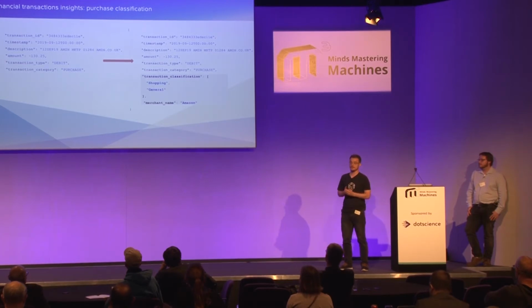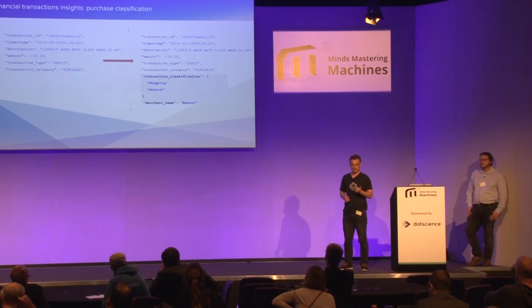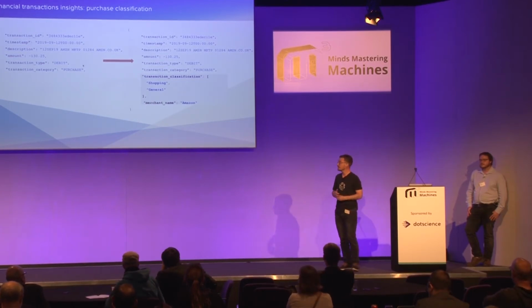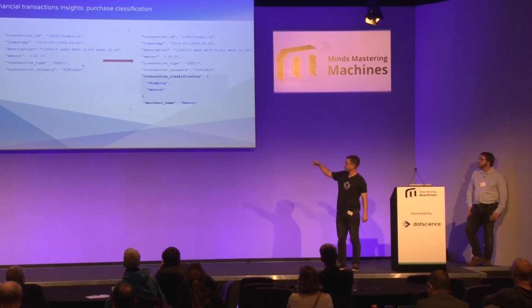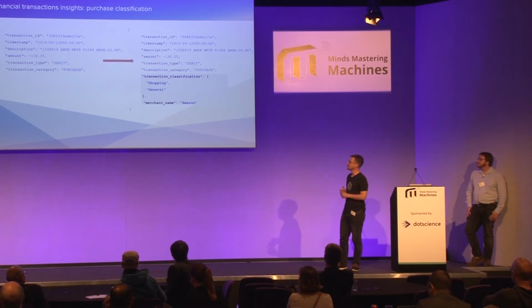So what is this? This is for purchase-related transactions, which is direct debit transactions, credit card transactions, debit card transactions. We're able to offer an extra bit of intelligence, which is category, subcategory, and merchant name, right?